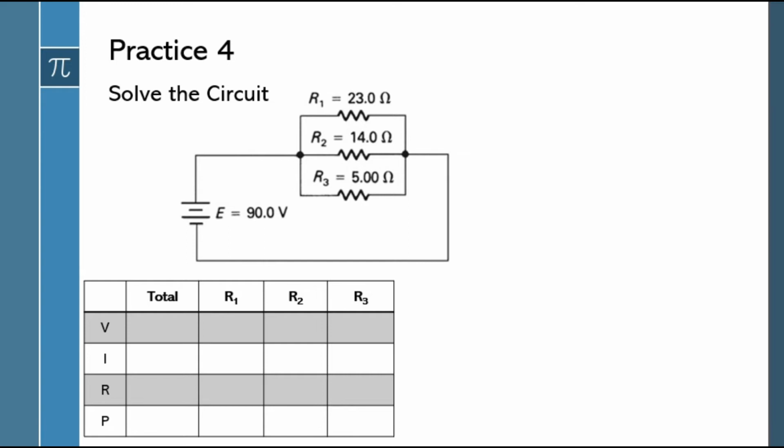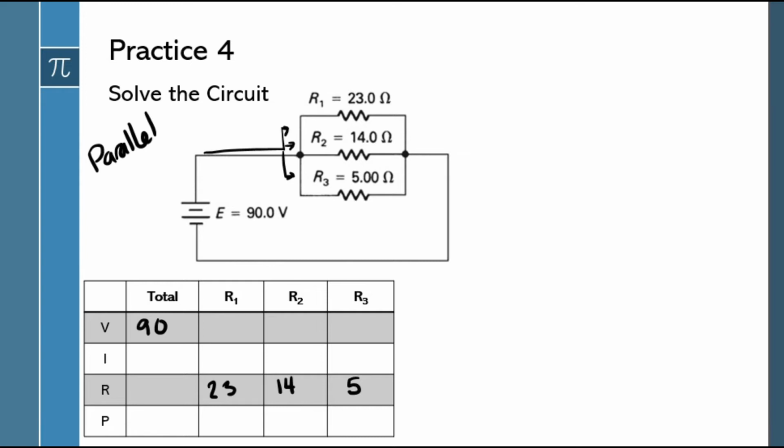We know that the total voltage was 90. And we know that the resistance of R1 is 23, R2 is 14, and R3 is 5. And we see that this is a parallel circuit because when I get to this junction, my current needs to split. There's not one path, that means parallel.